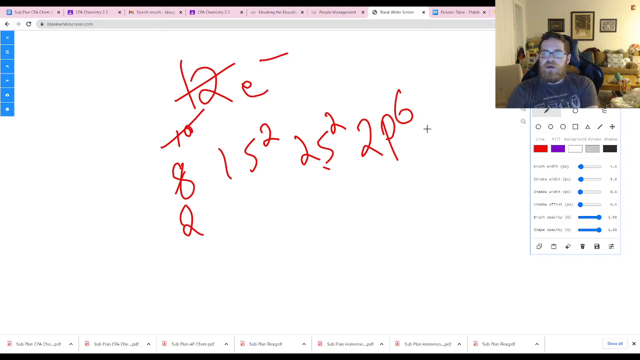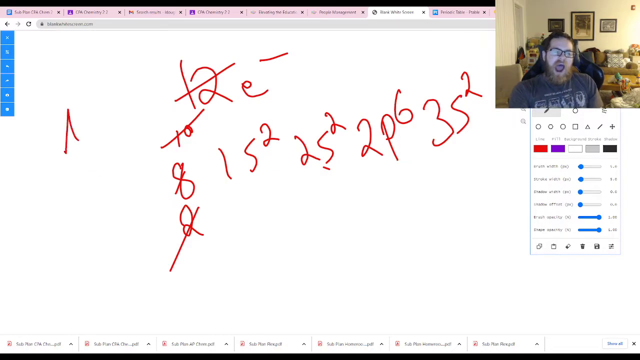And now the next lowest thing, you don't have anything else on the 2's other than s and p, so we have to go back to 3. 3s, and we'll use both of ours to get 2. This is for magnesium. So we have 1s2, 2s2, 2p6, 3s2.